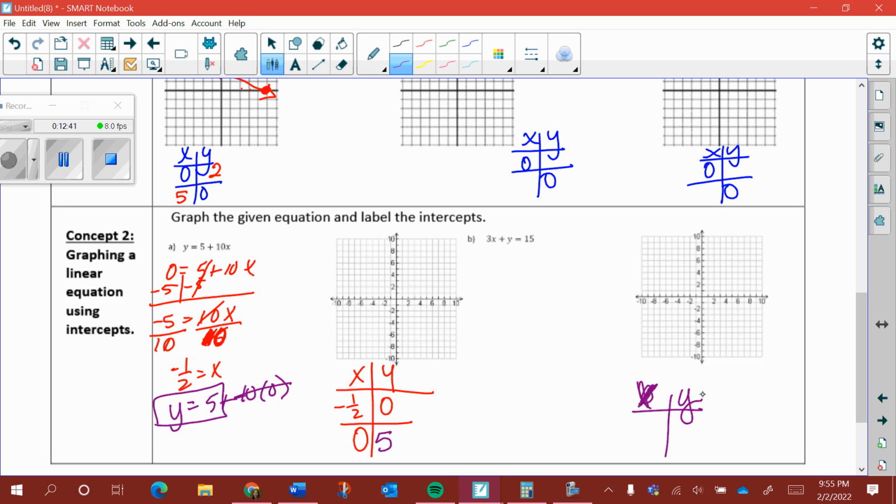This one does go off the graph. I kind of told you a fib on that one. 0, 15, and 5, 0. So this one, it only goes to 10, 11, 12, 13, 14, 15. And then 4, 5. I make a pretty line.